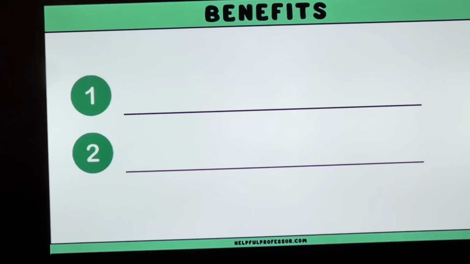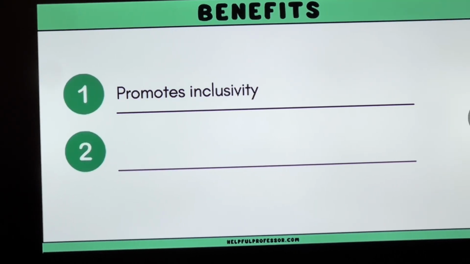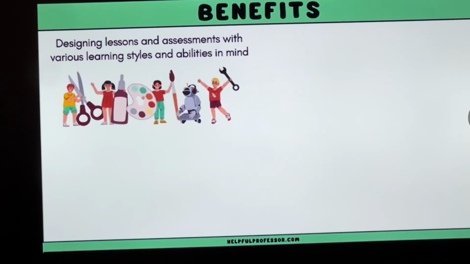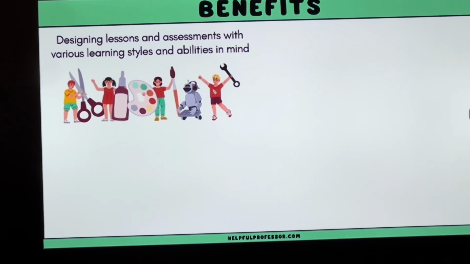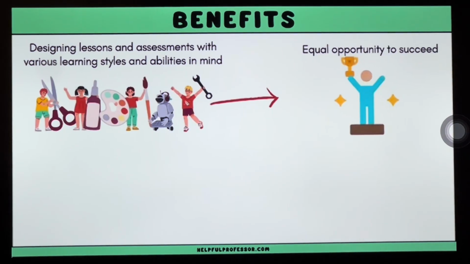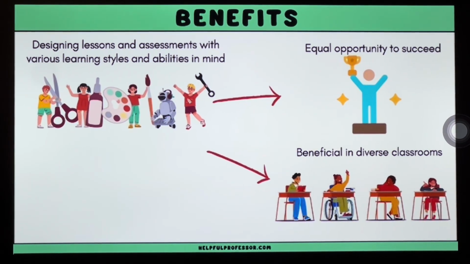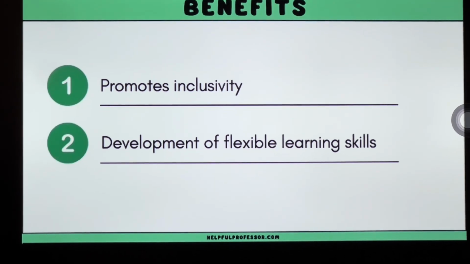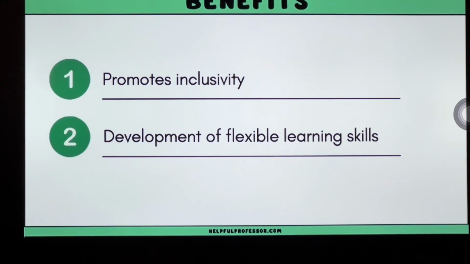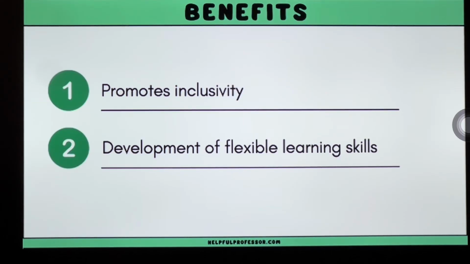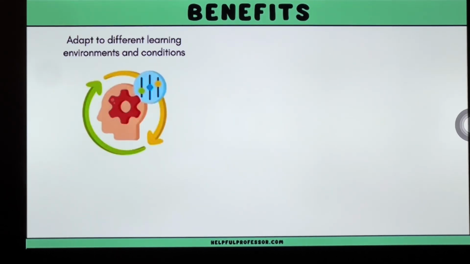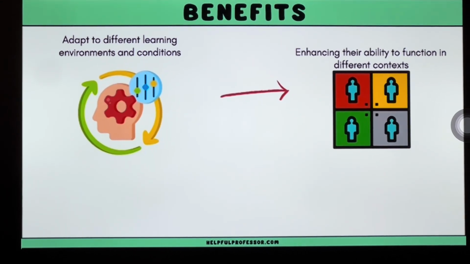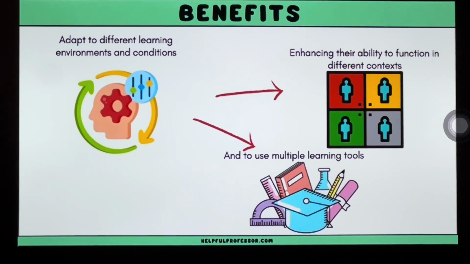Let's explore the benefits of universal design for learning. One of the benefits is that it promotes inclusivity in the classroom. By designing lessons and assessments with various learning styles and abilities in mind, all students have an equal opportunity to succeed. This can be particularly beneficial in diverse classrooms where students' abilities and backgrounds may vary widely. Another benefit is that it encourages the development of flexible learning skills, which are crucial for success in a rapidly changing world. Students learn to adapt to different learning environments and conditions, enhancing their ability to function in different contexts and with different sets of tools and technologies.